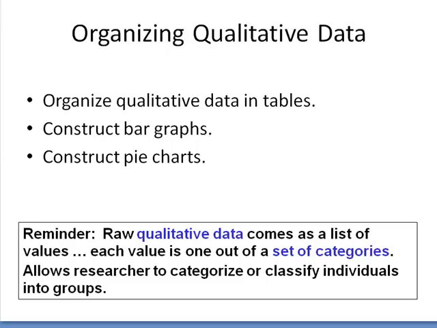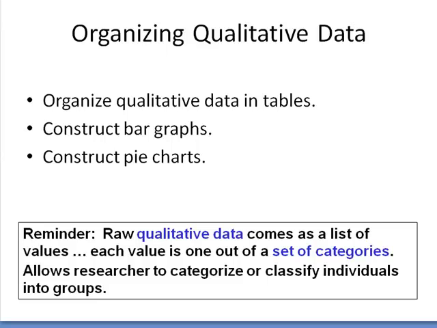So we've been organizing qualitative data. Now, the first step would be to organize the qualitative data in a table. You can either construct a bar graph or a pie chart. Either one. If you wanted to do both, that's fine also. But either one of those gives very good information. And depending on how you want to display the information, maybe a pie chart would work better than a bar graph. It depends on the situation.